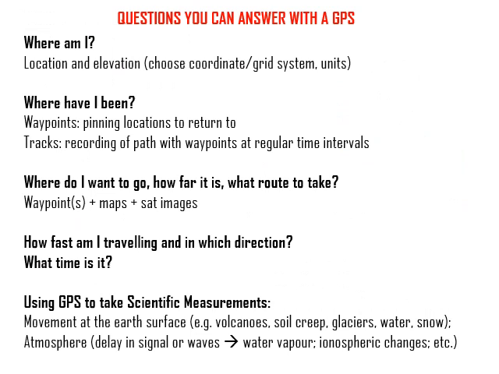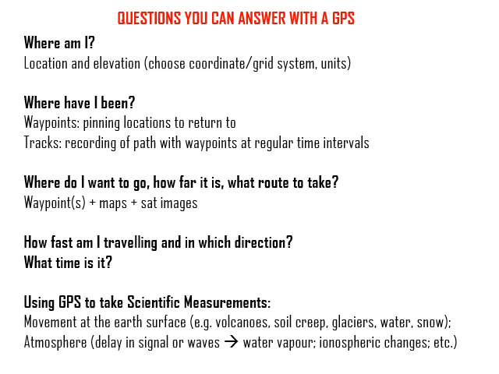Questions that you can answer when you use a GPS: foremost, where am I? A GPS gives you the location, usually in degrees latitude and longitude, where you are. So it's a geographical location, and it also gives you the elevation. You have a choice in terms of coordinate and grid systems, units, and datums.